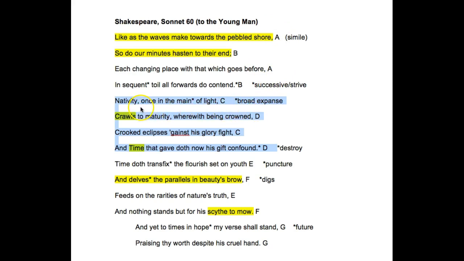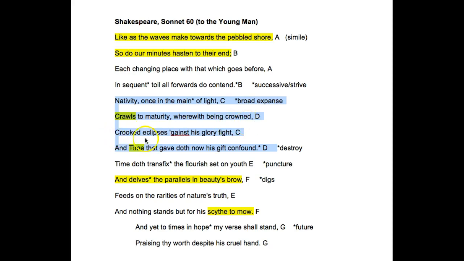Nativity, so this refers to birth, right? "Once in the main of light." And so the broad expanse of light, we're born into this light. And the word "crawls," I think, is significant because babies crawl, right? Crawls to maturity. It's a slow movement. It's a progress, right? "Wherewith being crowned." And we think of when you're crowned, right? You're made sovereign. You're at the highest point that you can be.